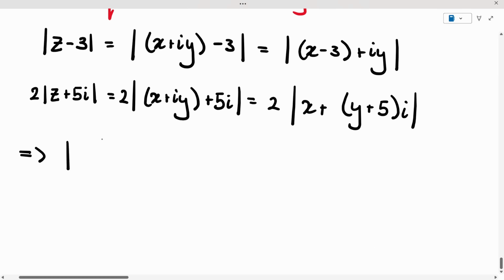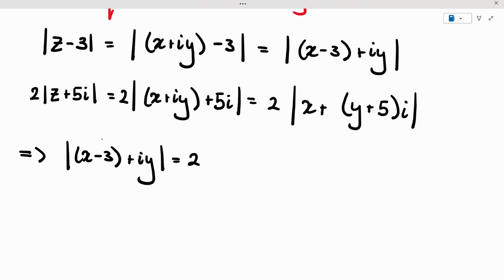So we have the absolute value of x minus 3 plus iy, which is a complex number, real and imaginary parts, equal 2 times x plus y plus 5. Right? It's a good practice to write it consistent. So maybe the i should come in front.